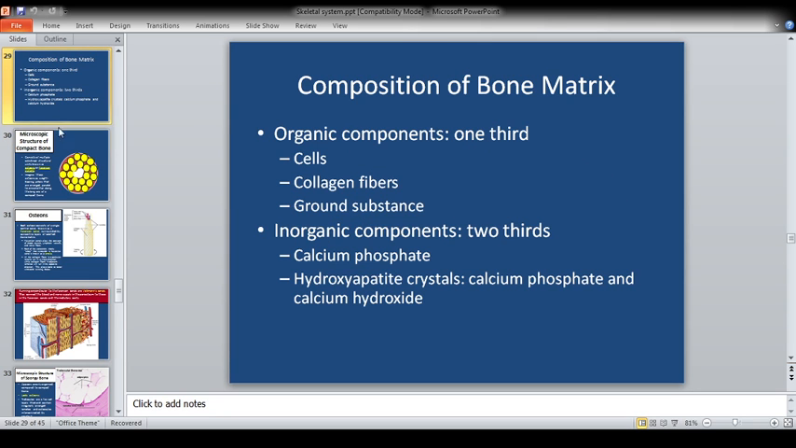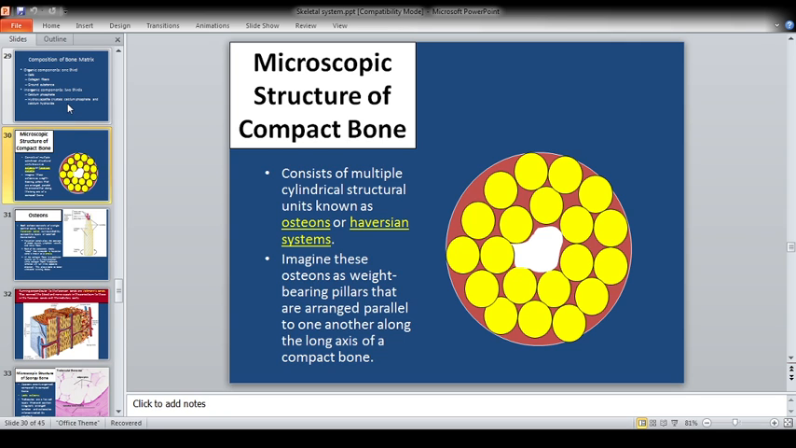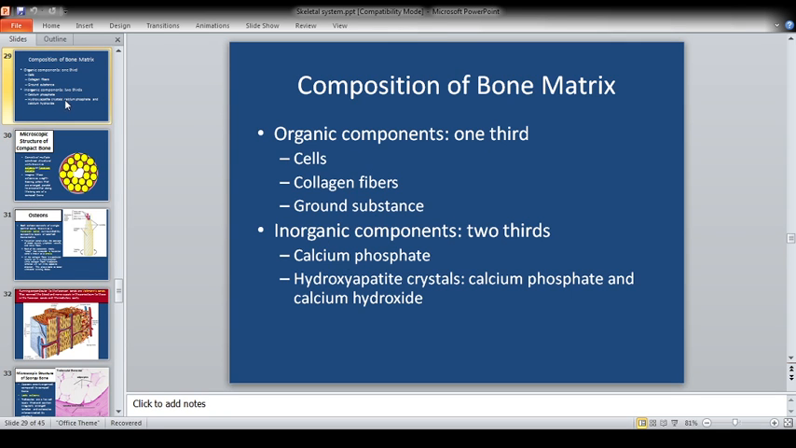Now, the composition of bony matrix and the microscopic structure we'll study in the next lecture, along with the new system that will start.